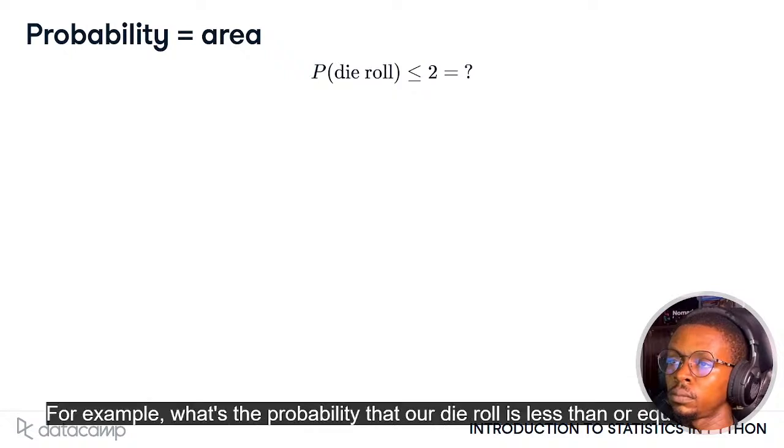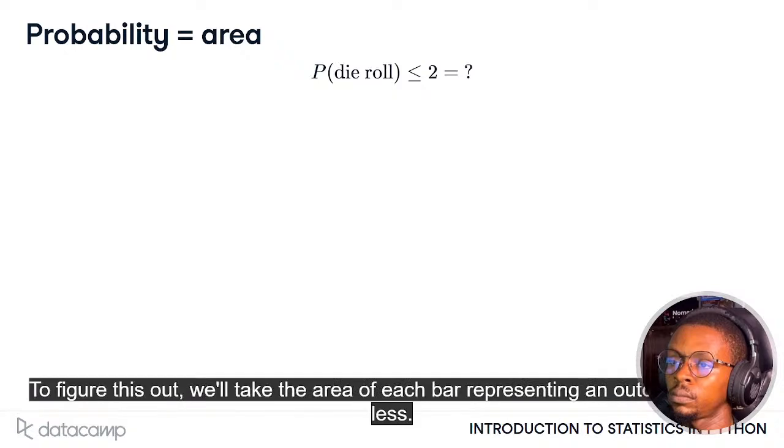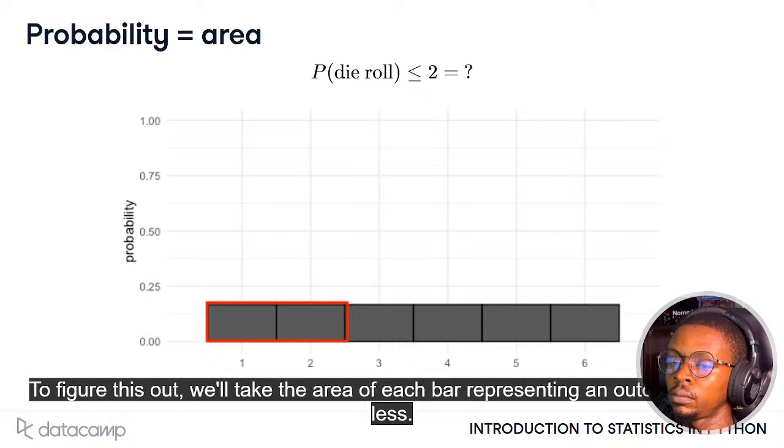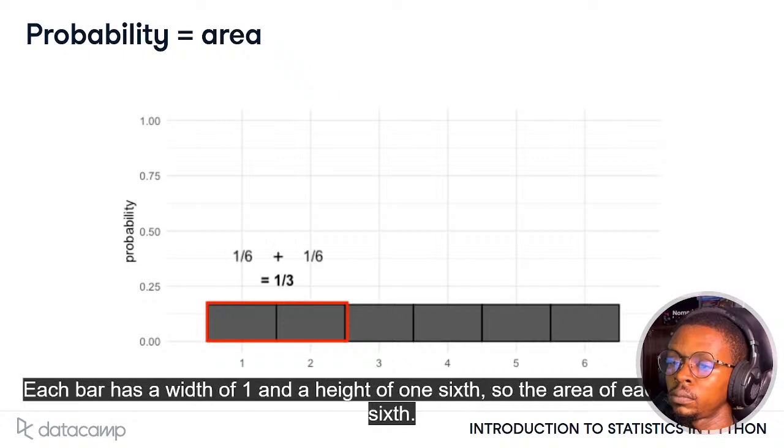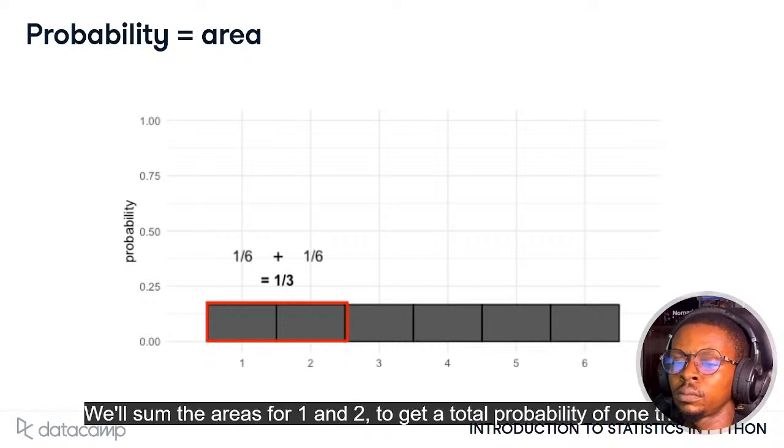For example, what's the probability that our die roll is less than or equal to 2? To figure this out, we'll take the area of each bar representing an outcome of 2 or less. Each bar has a width of 1 and a height of 1/6, so the area of each bar is 1/6. We'll sum the areas for 1 and 2 to get a total probability of 1/3.